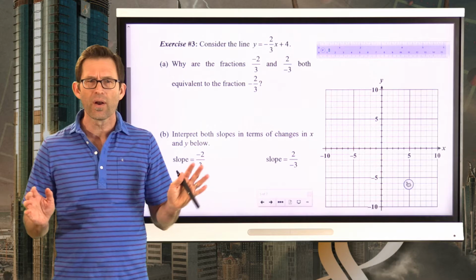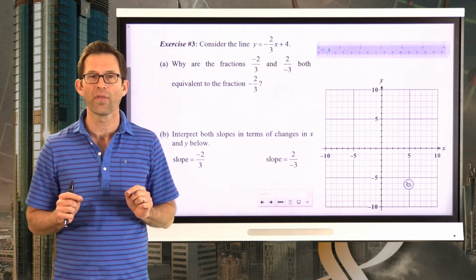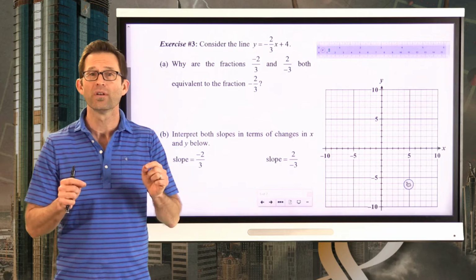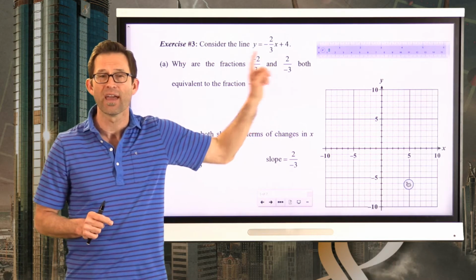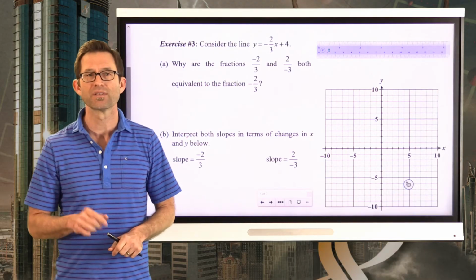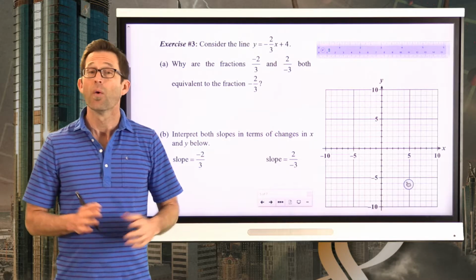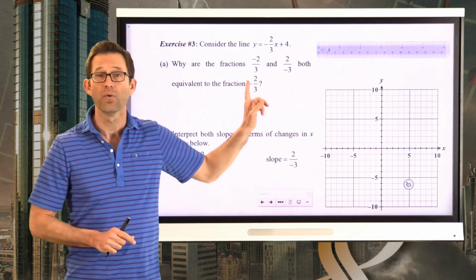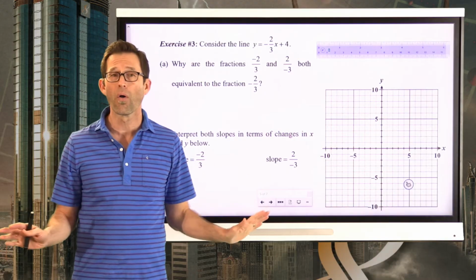Now letter A asks us, why are the fractions -2 divided by 3 and 2 divided by -3 both equivalent to the fraction -2/3? Think about that for a moment. This is rather important. Pause the video if you need to. All right. Well, again, critically important that you recognize that these fractions are all the same number.